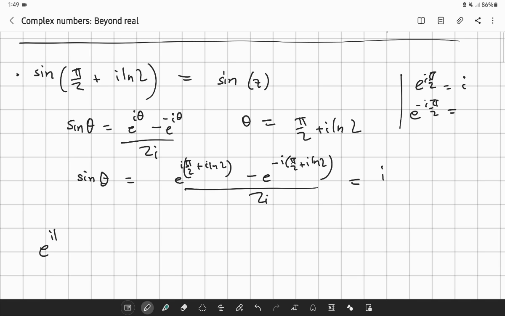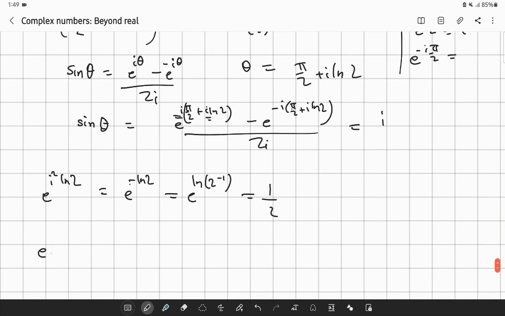Okay, so what's e raised to i ln? I have two i's, remember? I have one i outside, one i inside. So I'll have e raised to i squared ln 2, which is e raised to minus ln 2. This is simply minus ln 2. If I take the minus inside, one of the properties of ln is that the minus will be exponentiated inside the ln. So e raised to ln of 2 raised to minus 1 is simply 1 over 2. And similarly, e raised to minus i squared ln 2 is e raised to ln 2, and this is simply 2.